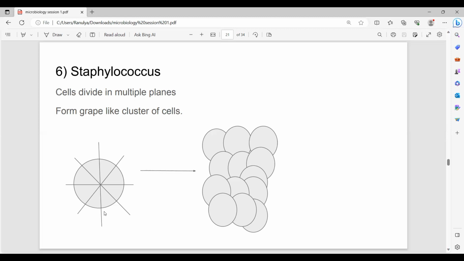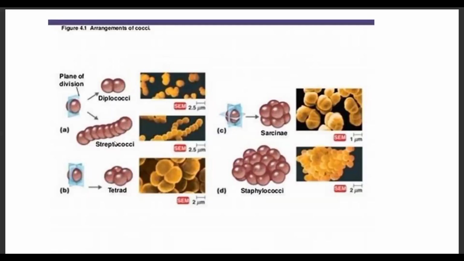Right. Shall we move to next one? Now this is a picture. I took this from Campbell, right? So you can see plane of division, only one plane, diplococcus, streptococcus. And in two planes, tetrad. 3 planes, sarcinae, and staphylococcus, multiple planes. Right.